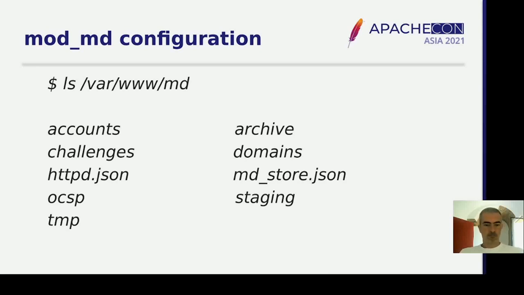You have a temporary directory. Basically, files are created in a temporary directory, then they're moved into staging. When the certificate is finally created, from staging it goes to domains. And then when the domain is renewed, the old certificate will go to the archive directory. This is very important because the active certificate, private and public keys, both will go to the domains directory.